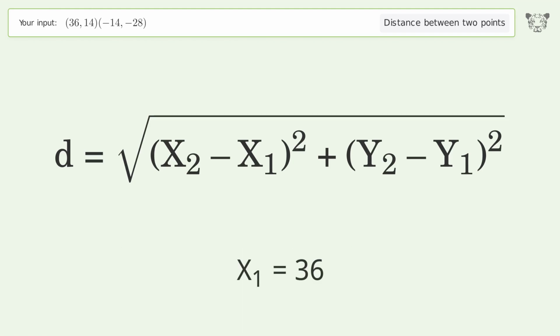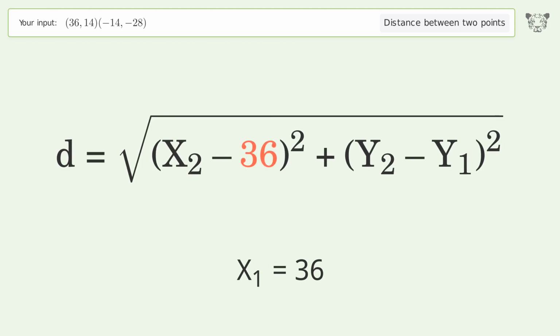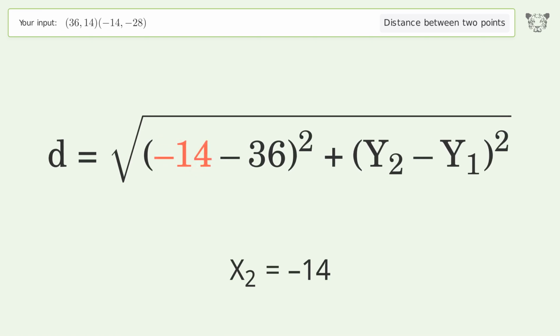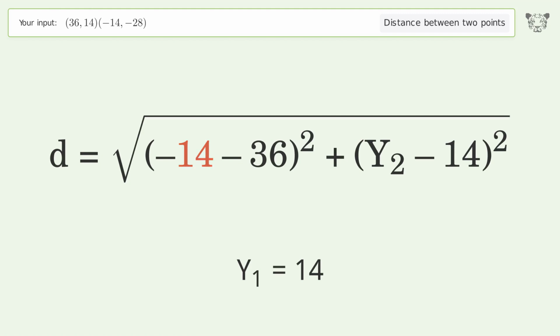x1 equals 36. x2 equals negative 14. y1 equals 14. y2 equals negative 28.